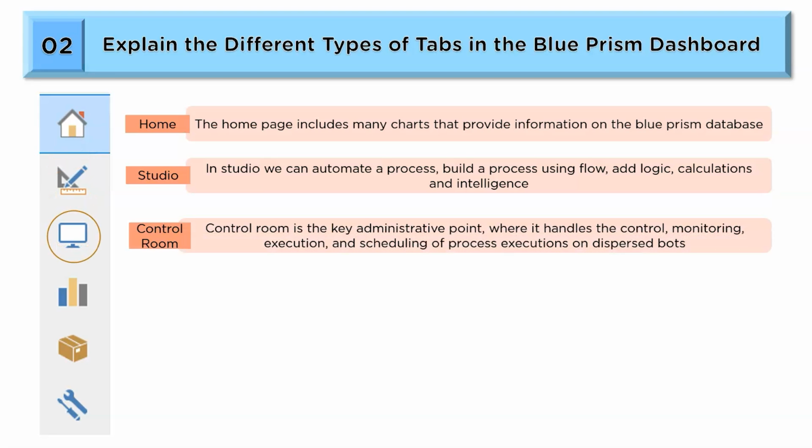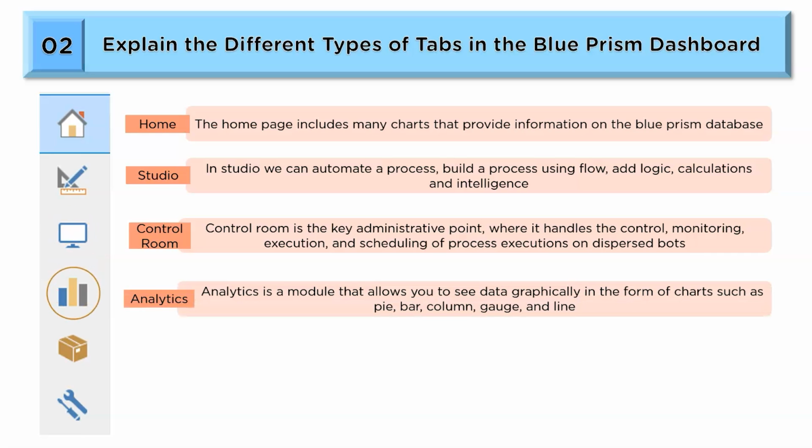Control Room. The control room is the key administrative point in Blue Prism, where it handles the control, monitoring, execution, and scheduling of process executions on dispersed bots. The control room assigns the processes to digital workers. Users can quickly start a process by dragging it onto a resource.